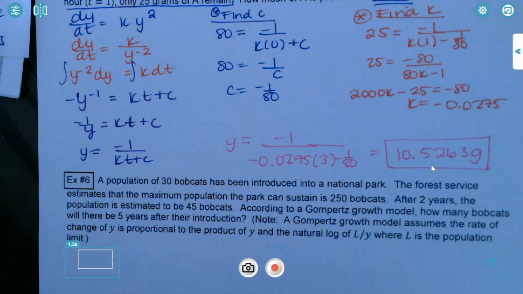Okay, and then I give you a little note here, that the model assumes that the rate of change of y is proportional to the product of y and the natural log of L over y, where L is the population limit.